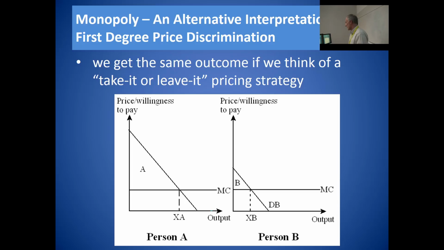I'll explain. To make it nice and simple, let's say that there is a constant marginal cost. So that's the marginal cost, it's fixed. So we say, perfect price discrimination: the price that you charge is equal to the total willingness to pay for a certain quantity. So, for example, the monopolist would offer to sell person A an amount XA for a total price equal to that entire area under the demand curve.